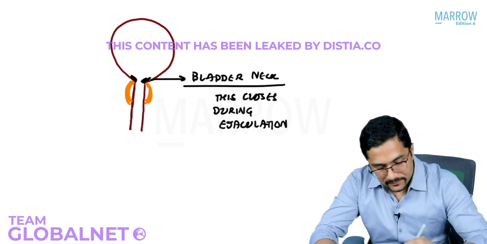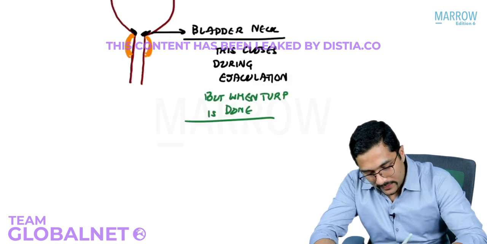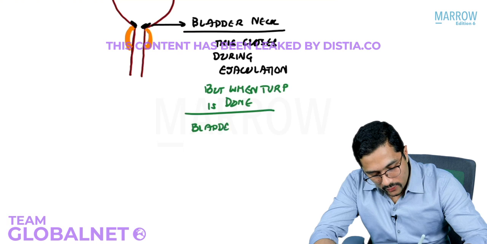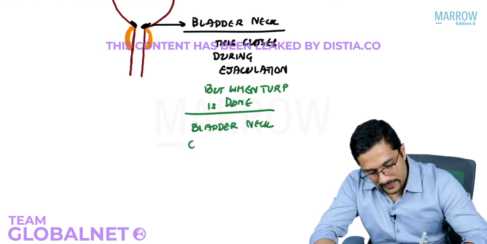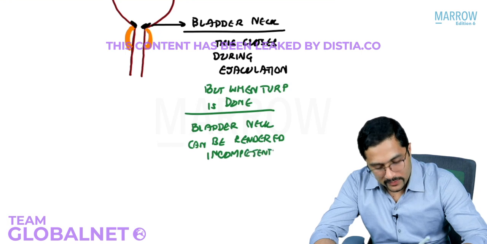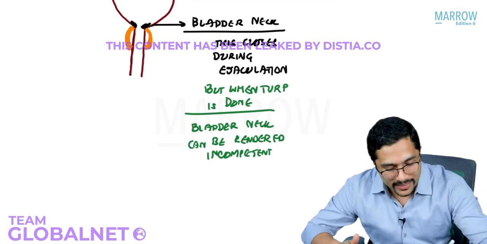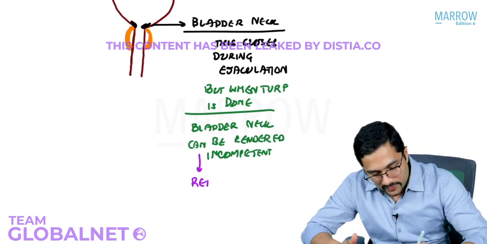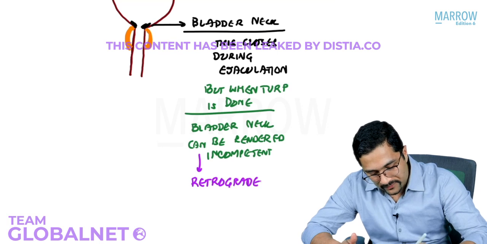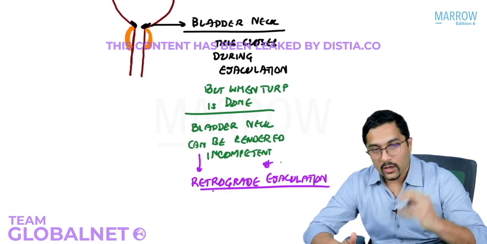But when TURP is done, I told you what TURP is, but when TURP is done, the bladder neck can be rendered incompetent. And if this happens, then what is going to happen? The ejaculate, will it go forward or will it go back into the bladder? Yes, it's going to go back into the bladder, and this is going to give rise to retrograde ejaculation, which is the most common complication following TURP. Okay, we'll talk about it later as well.